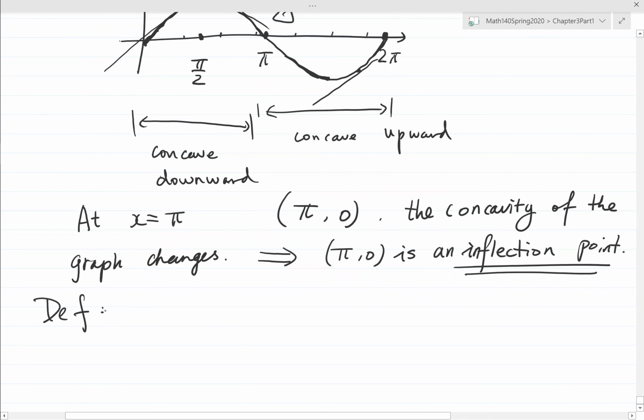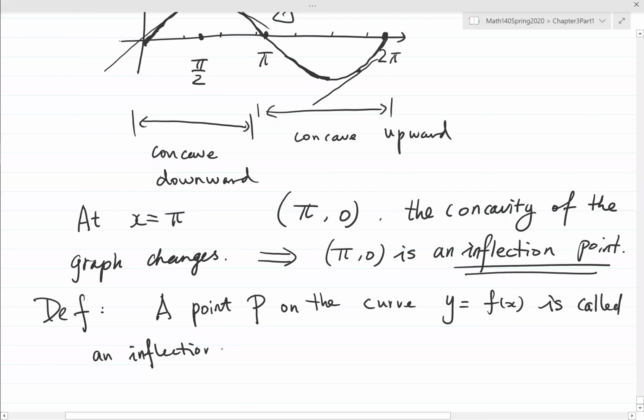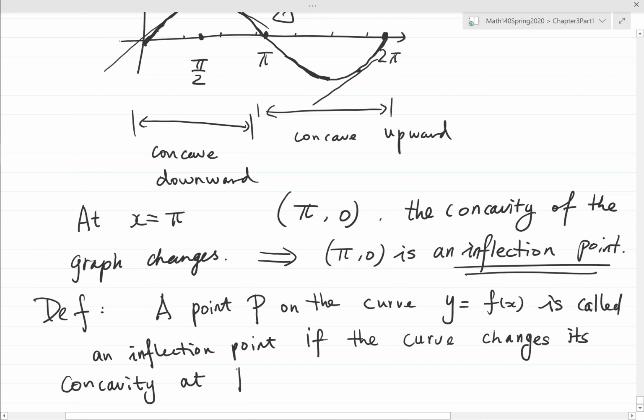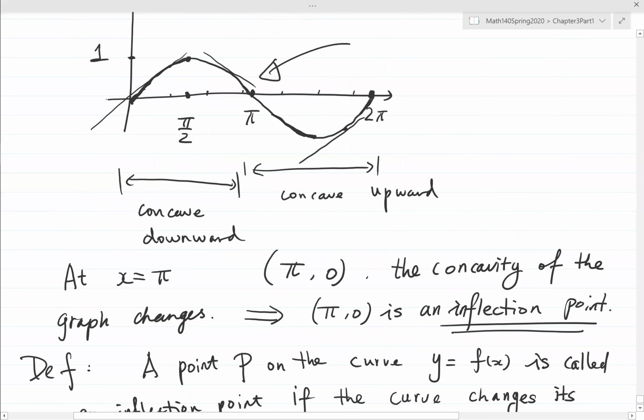Definition. What is an inflection point? A point P on the curve, on the graph of the function, or on the curve y equals f(x), is called an inflection point if the graph or the curve changes its concavity at P. So you see the example that we did for sine x, the point (pi, 0) is an inflection point.